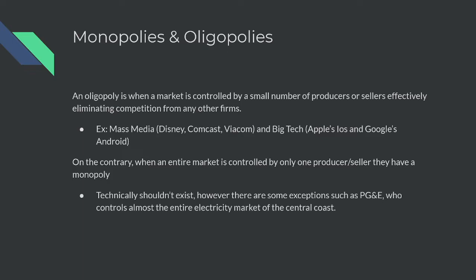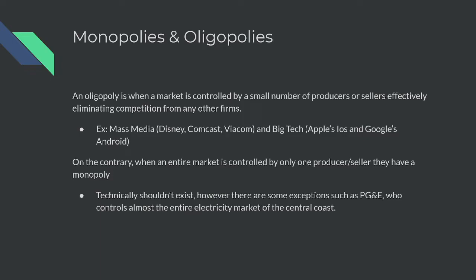Monopolies and oligopolies. An oligopoly is when a market is controlled by a small number of producers or sellers, effectively eliminating competition from any other firms. Some examples of oligopolies are the mass media, like Disney, Comcast, and Viacom, and big tech, such as Apple's iOS and Google's Android. They don't have any other competition in the smartphone market. There's a few, but none of them are legitimate.